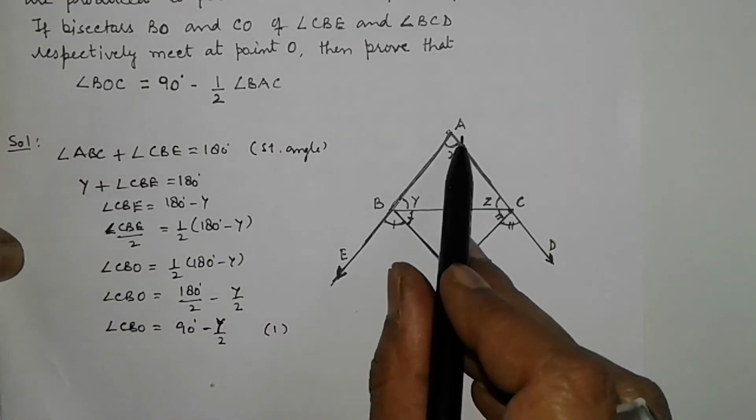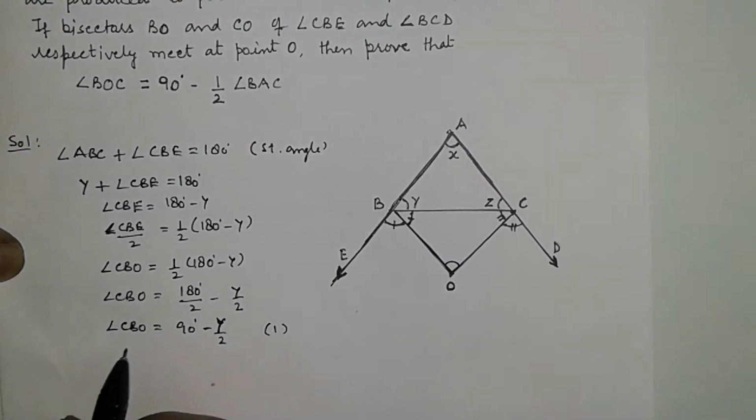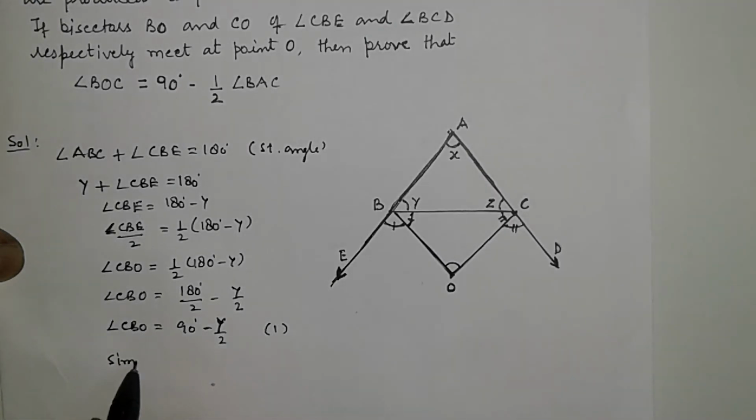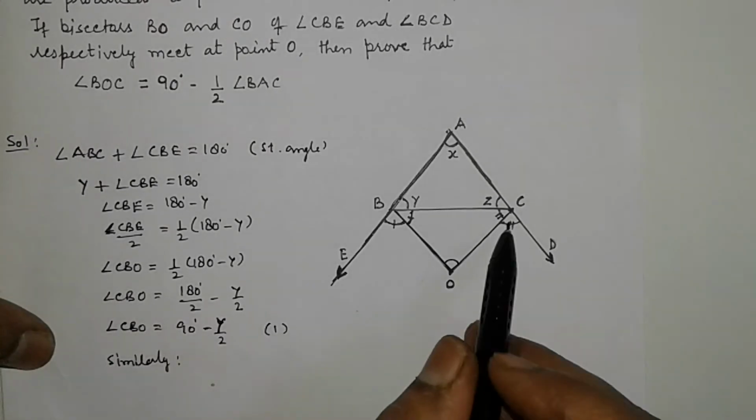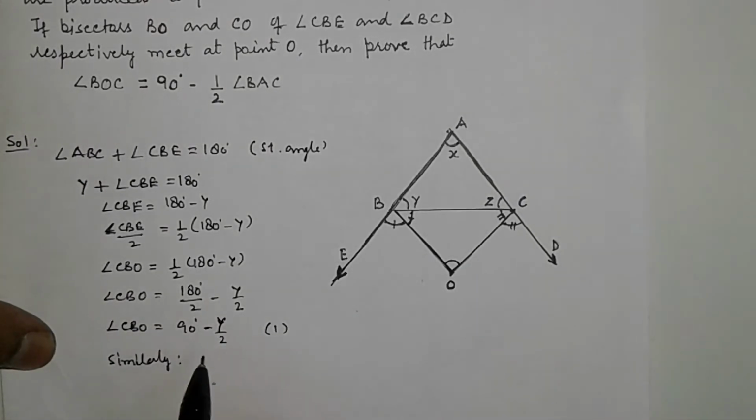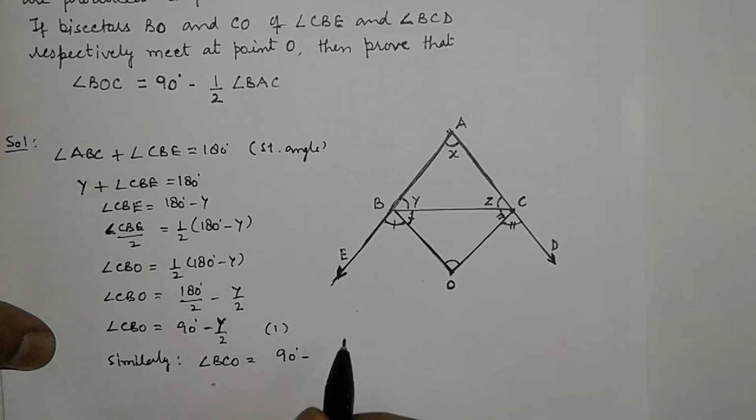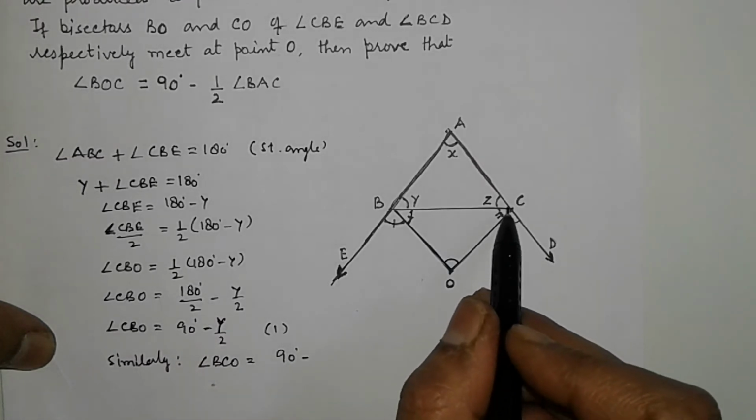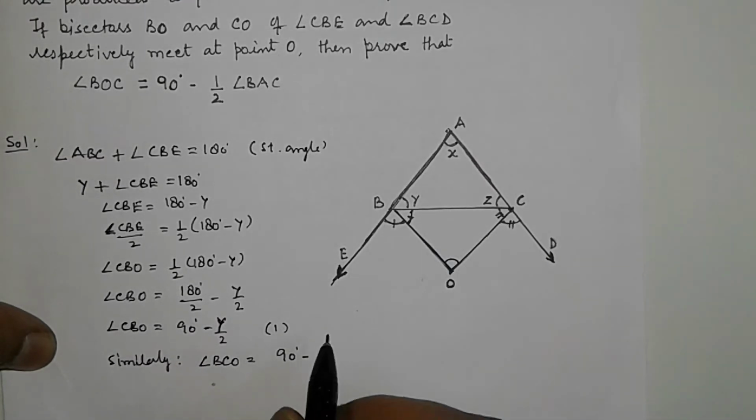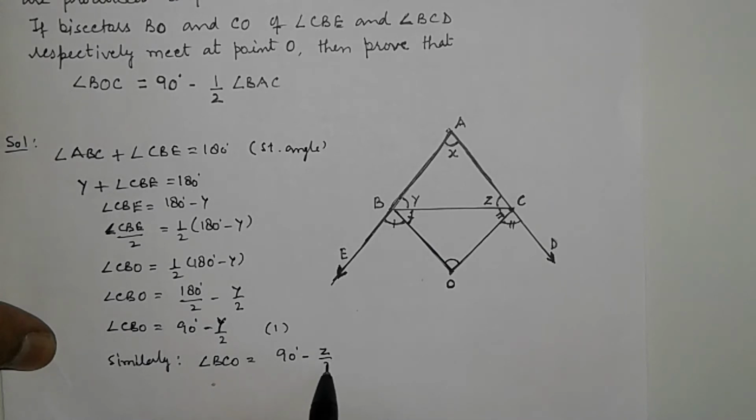Similarly, if you see here AC, similarly angle BCO is equal to 90 degrees minus Z by 2. It is equation number 2.